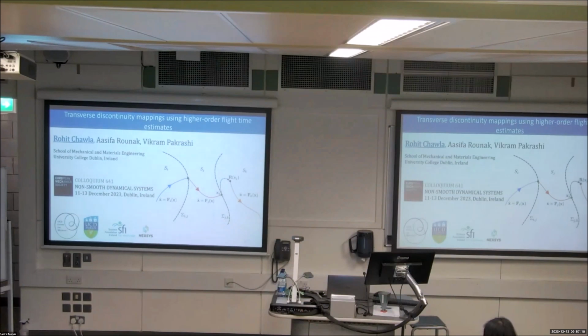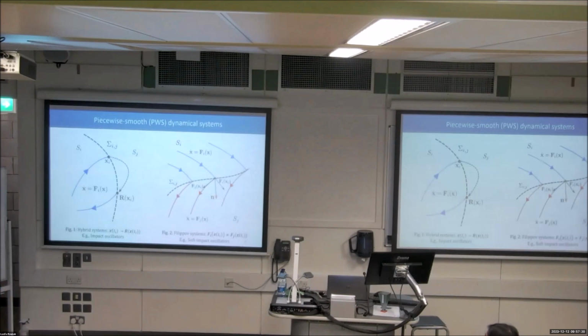So basically, my objective is to just highlight the importance of higher order correction terms while deriving discontinuity mappings of any non-smooth system. So for this presentation, I'll be focusing on two types of non-smooth systems.